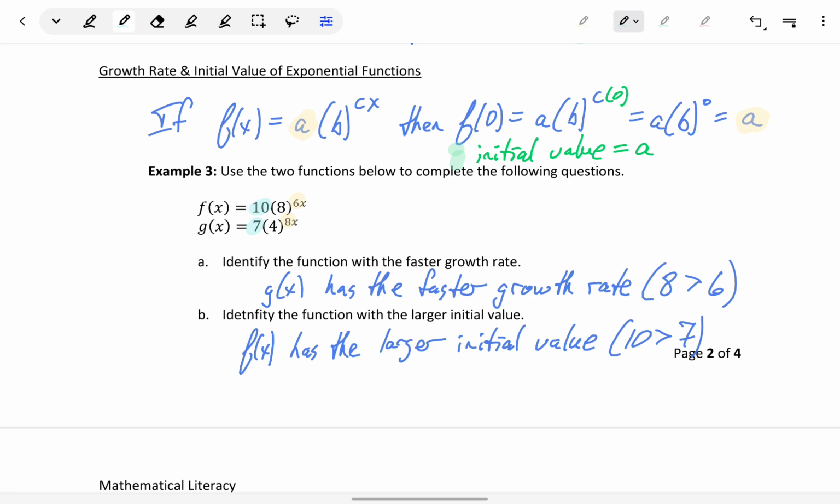So we're comparing which function has the larger initial value and which function will grow at a faster rate over time.